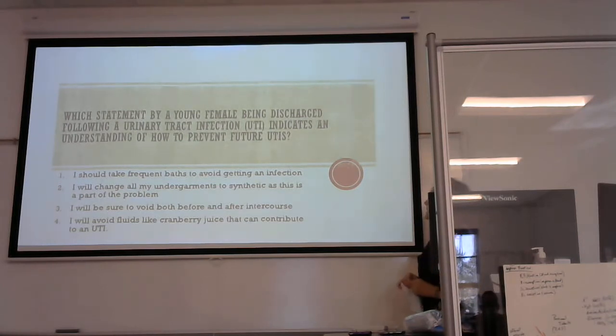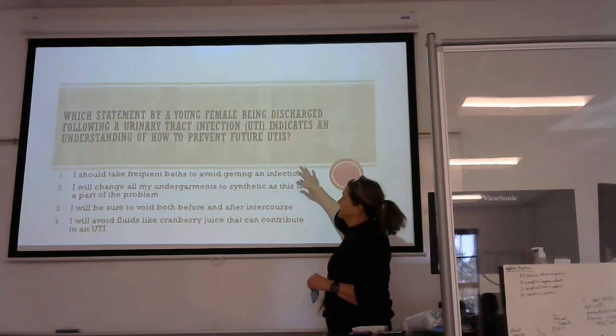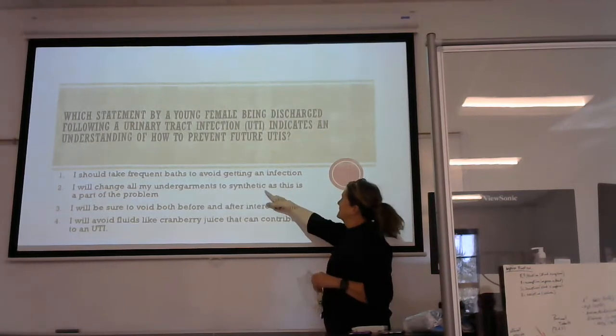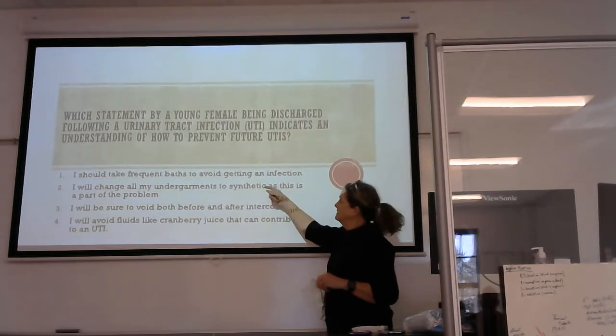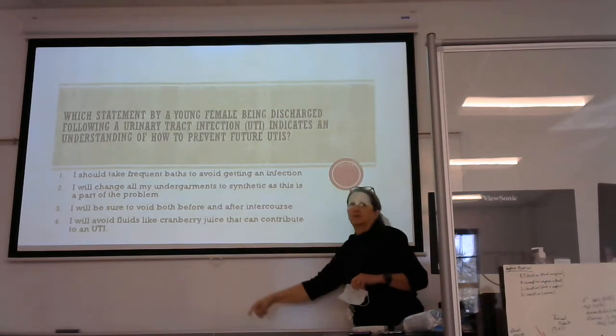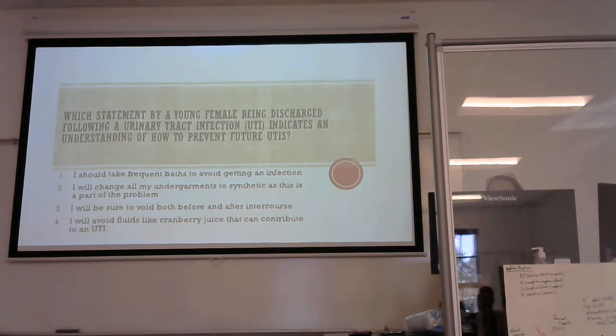We don't take frequent baths. That gives us a little environment. This is what we don't want to wear. We want cotton. And cranberry juice is good. It decreases that acidity of the urine.